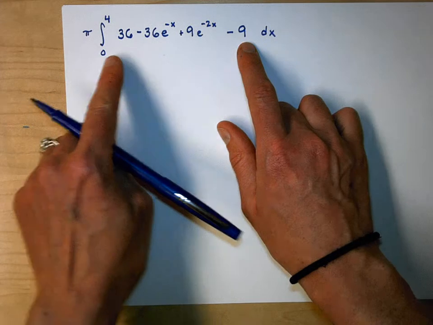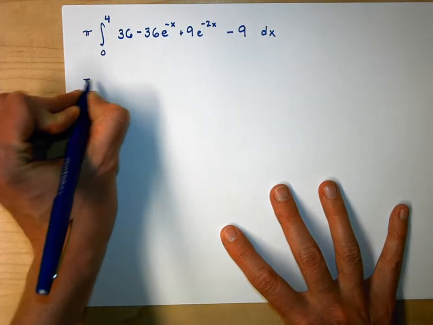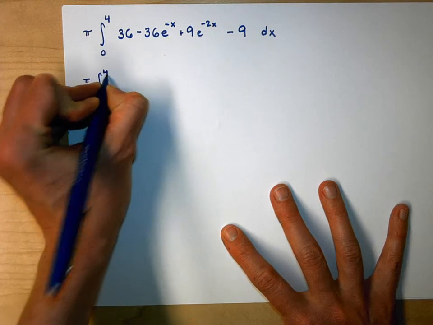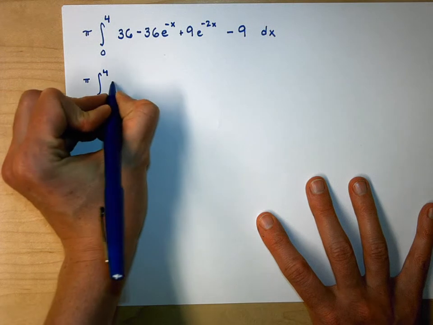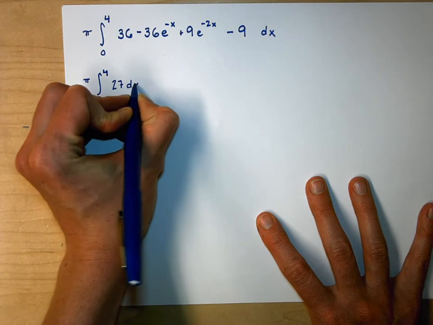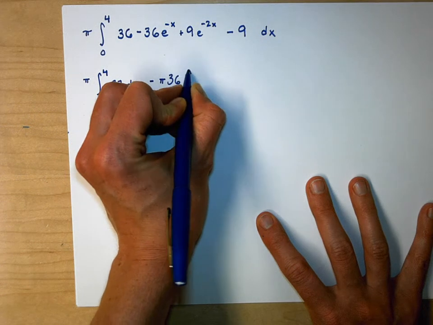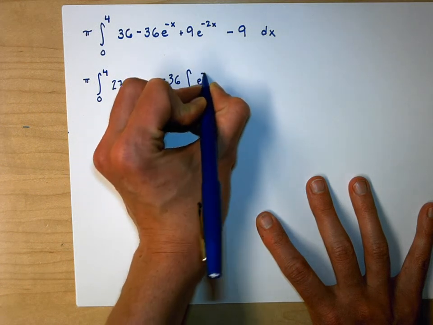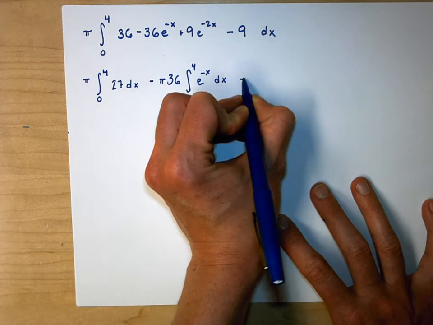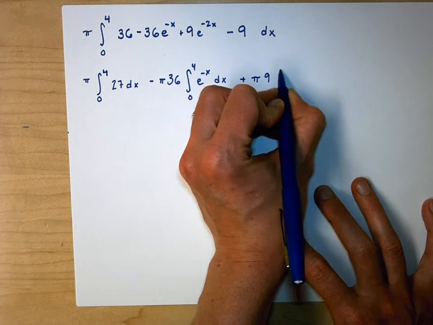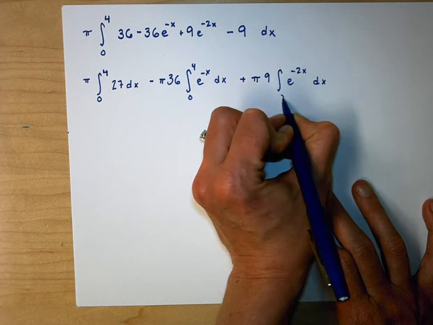And I'm going to break this up into 3 separate integrals because I have 2 different u subs that I'm going to need to do to be able to solve this. So this is pi times the integral from 0 to 4. Our constant term is going to be the easiest term. This is 27, right? Yep. 27 dx minus pi times 36 times the integral of e to the negative x dx from 0 to 4 plus pi times 9 times the integral of e to the negative 2x dx from 0 to 4.